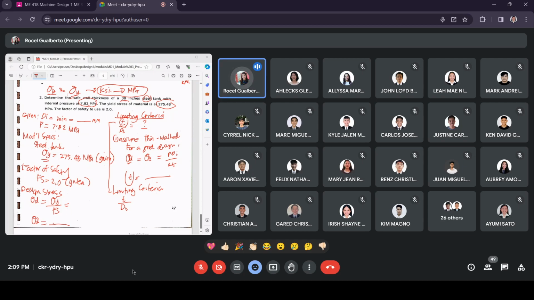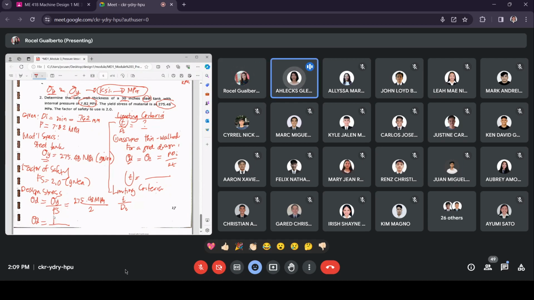Again, what is the value? 762 mm. I am referring to the inside diameter, 762 mm. And then this one would be 275.48 megapascal. Then you divide it by 2.